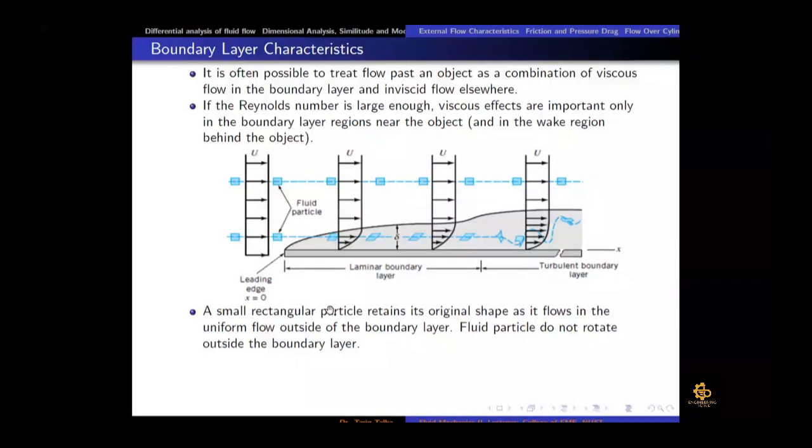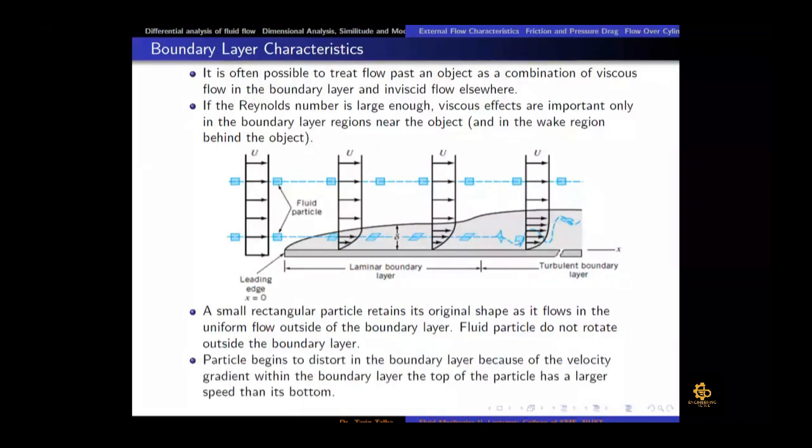A small rectangular particle retains its shape, as shown in the uniform flow outside, because there is no velocity gradient outside the boundary layer. If it is 10 meters per second on the upper surface, it would be 10 meters per second on the lower surface as well. But this is different within the boundary layer, because the velocity at the upper side would be more, and the velocity at the lower side within the boundary layer on that element would be less. So there would be a rotation of that element, right? And there would be a deformation.